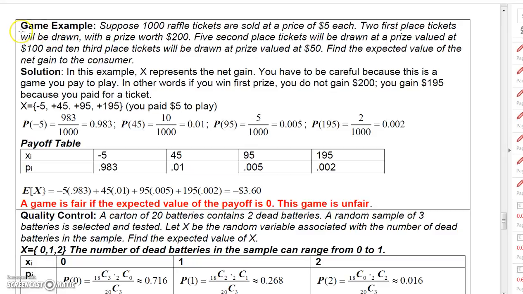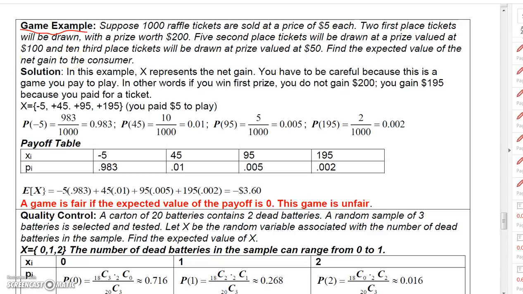We got just a few more examples to complete this chapter on probability. So let's look at this next example. Suppose 1,000 raffle tickets are sold at $5 each. So we have 2 first place tickets with a $200 prize, 5 second place tickets with a $100 prize, and 10 third place tickets with a $50 prize. Find the expected value of the net gain to the customer.